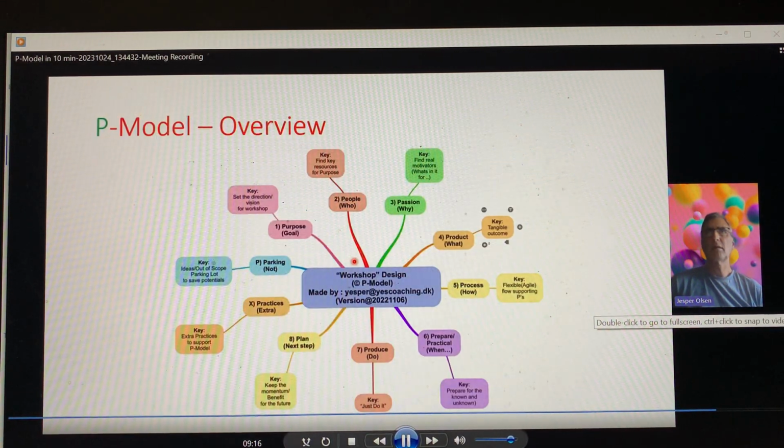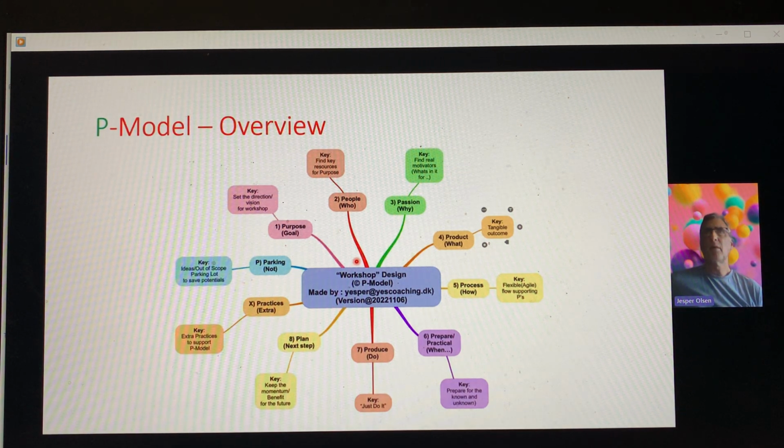I hope that by this fast-track introduction you got a good idea of what this checklist for workshops and events, called the P model, is and how it works.